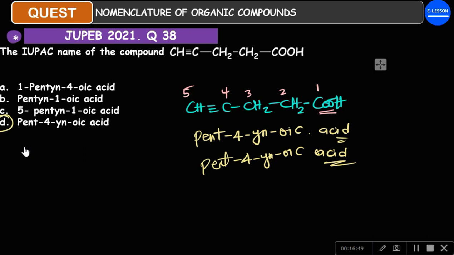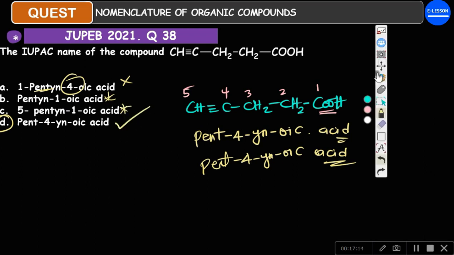You cannot say it's 1 pentyne 4 oic acid, because if you are doing this, it means you are saying that the alkyne functional group has a higher priority than the carboxylic acid. So this is wrong. Pentyne 1 oic acid, you didn't state the position of the pentyne group. That is wrong. 5 pentyne 1 oic acid, no, the pentyne is not in the 5th carbon. So this is wrong, and this is the correct answer. All right, so let us go to the next question.